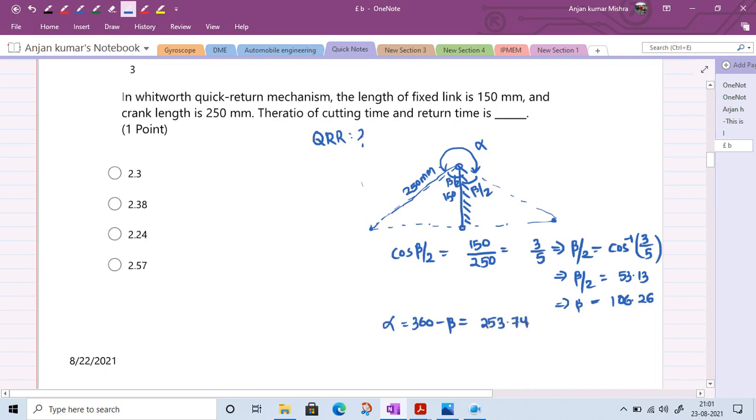Okay, so now we can calculate the QRR, that is quick return ratio, or the ratio between the cutting time and the return time will be equal to alpha by beta, that is 253.74 degree divided by 106.26 degree. So let me check with the calculator, it is coming out to around 2.38. That is the answer here. So here option D will be the correct answer for this.